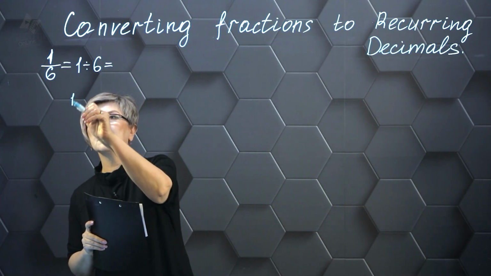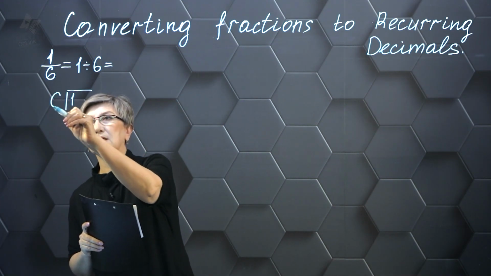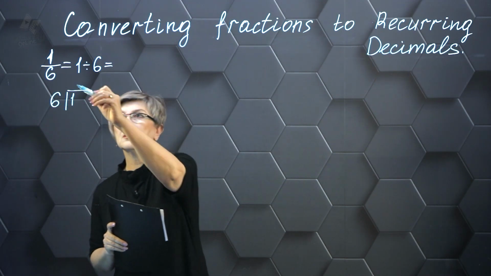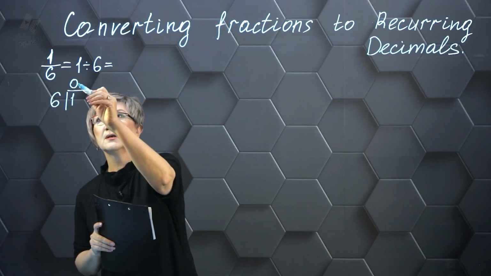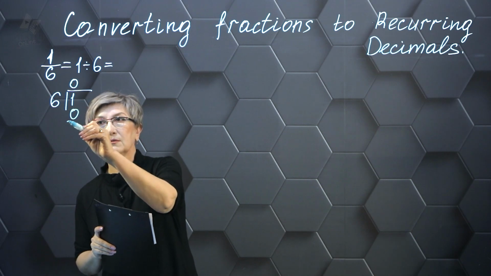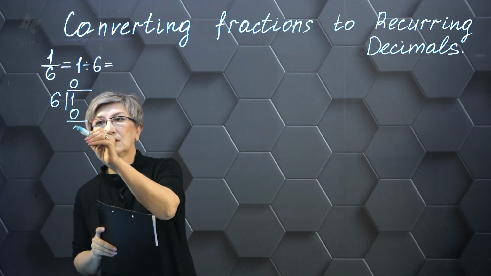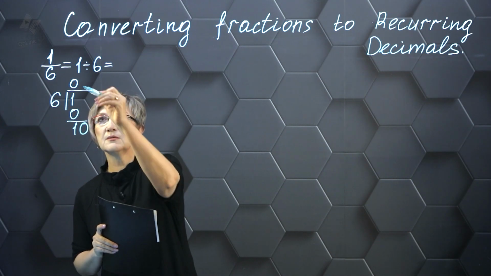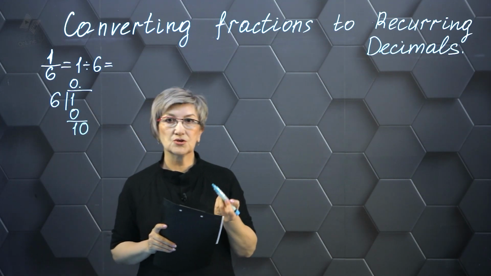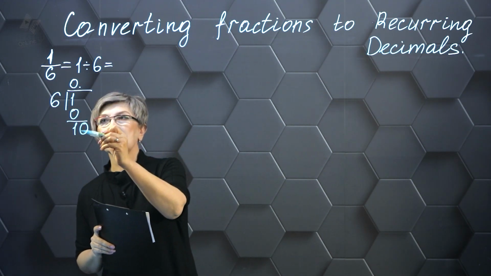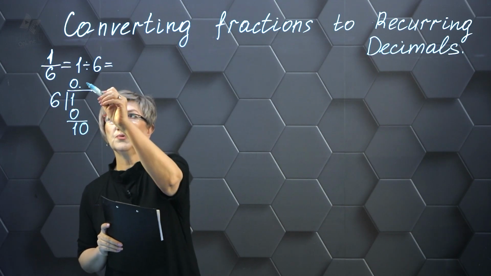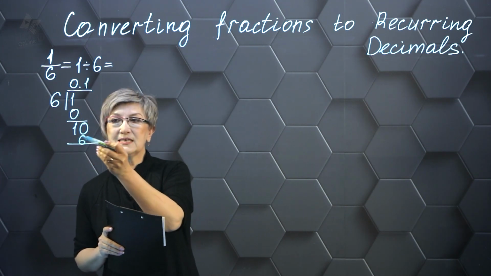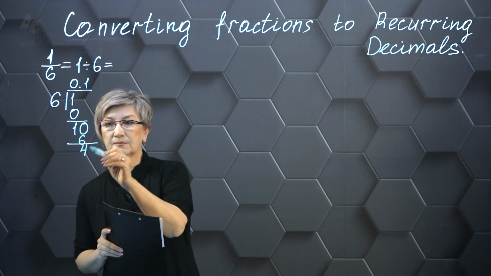Let's write it down. 1 divided by 6. 1 divided by 6 is 0 whole. 0 times 6 is 0. 1 minus 0 is 1. We add 0, and in this case we put a decimal point. 10 divided by 6. We take 1 each. 1 times 6 is 6. 10 minus 6 is 4.